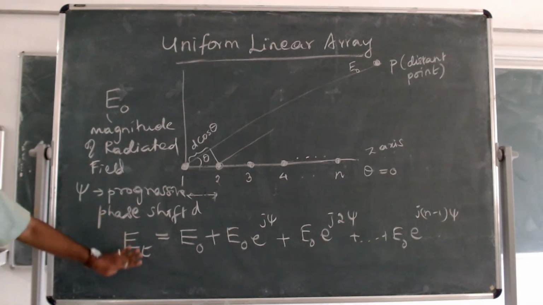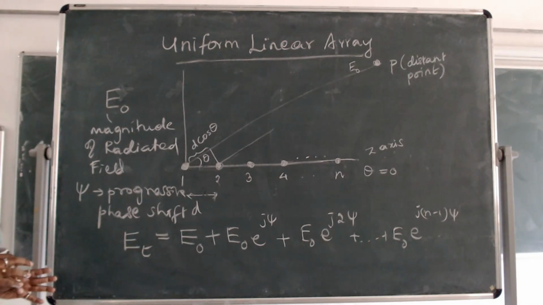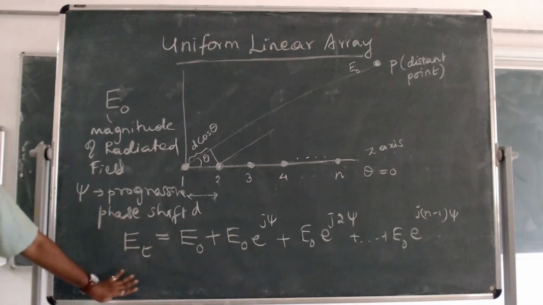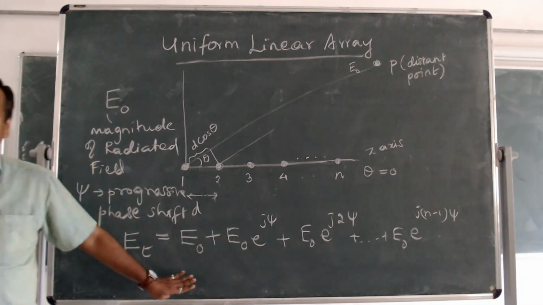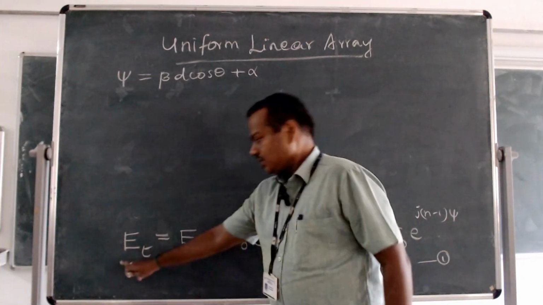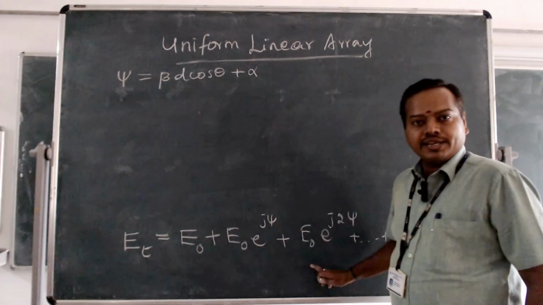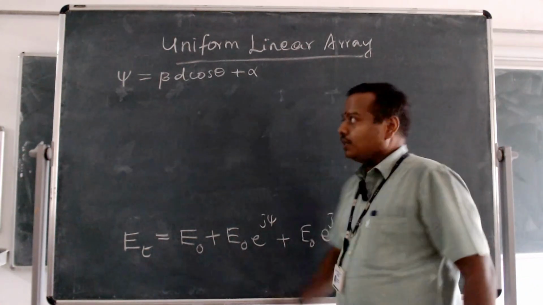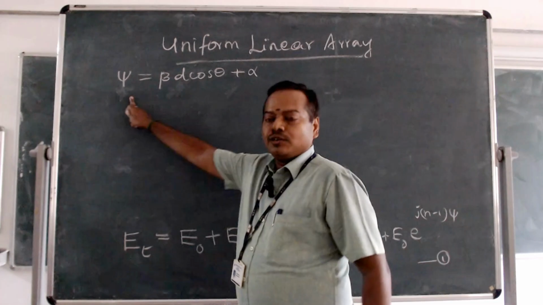So we need to alter this equation in order to find the total field created by the uniform linear array, and also we need to find the normalized radiated field. This equation denotes the total field radiated by the uniform linear array. This is the generalized expression, and psi is the phase shift.